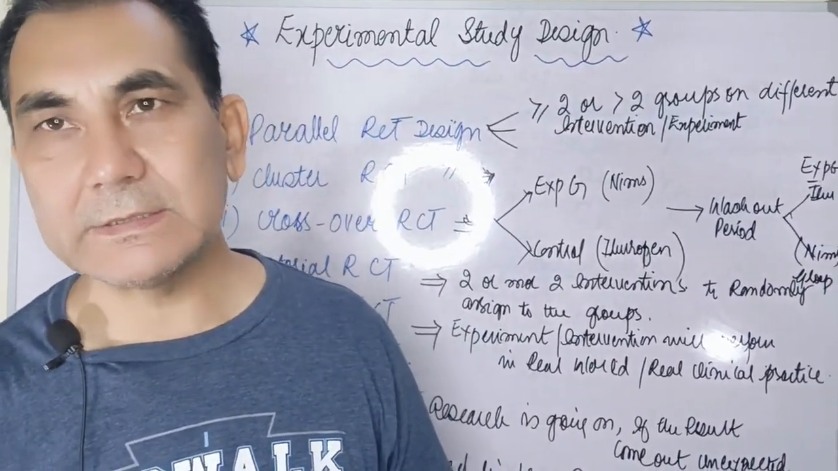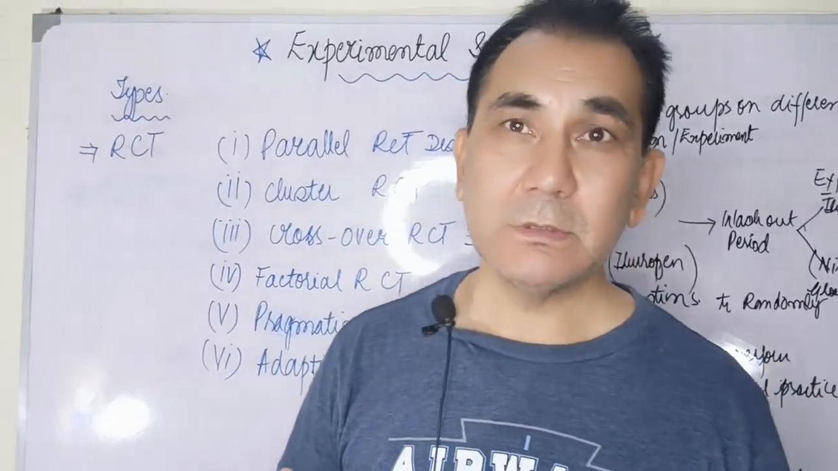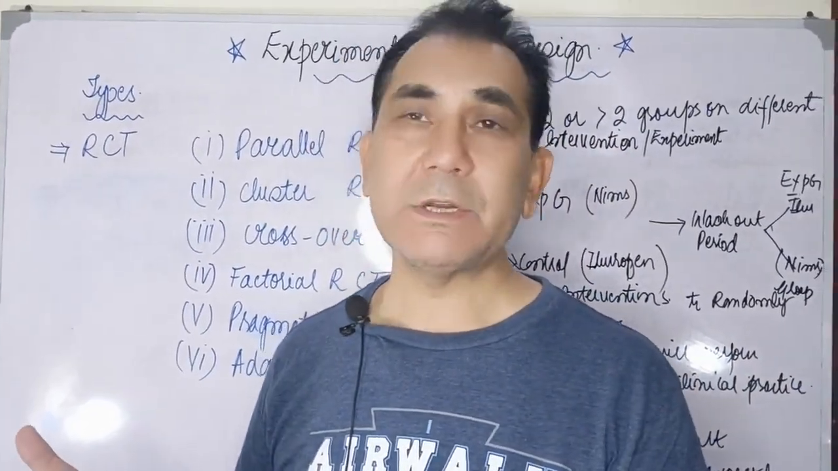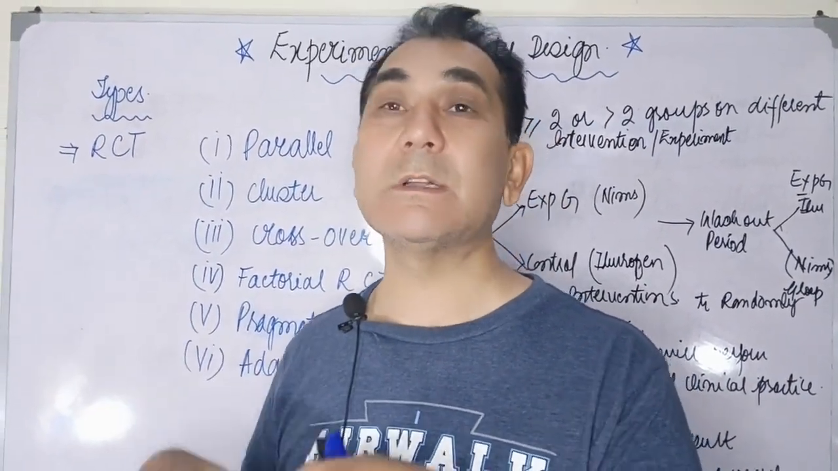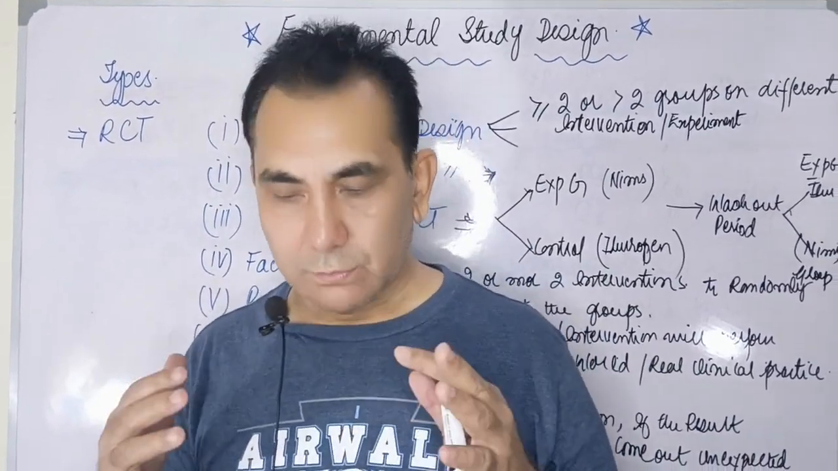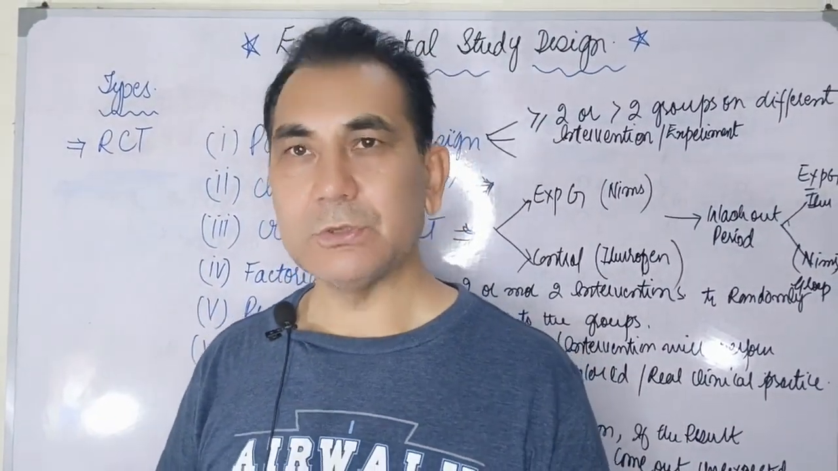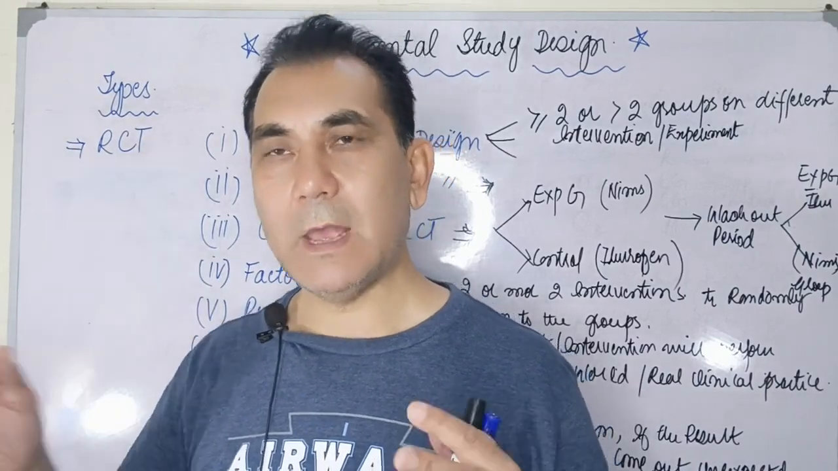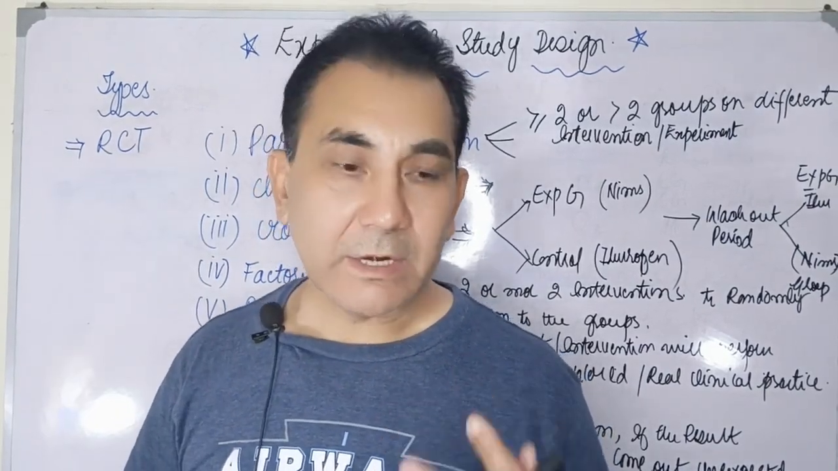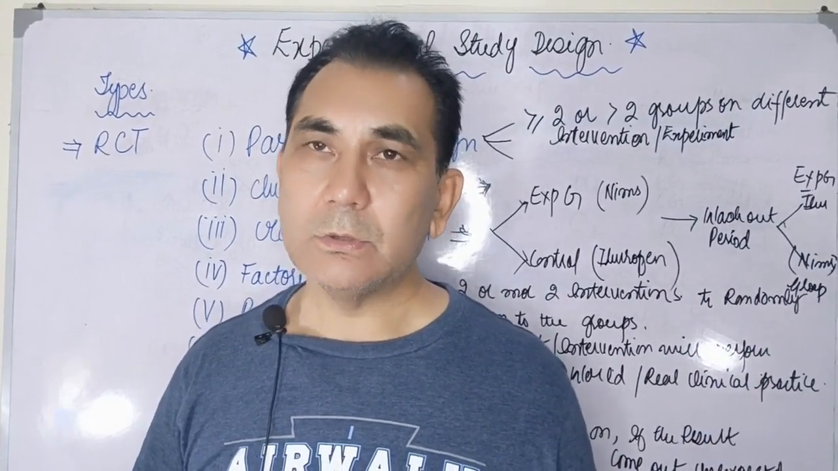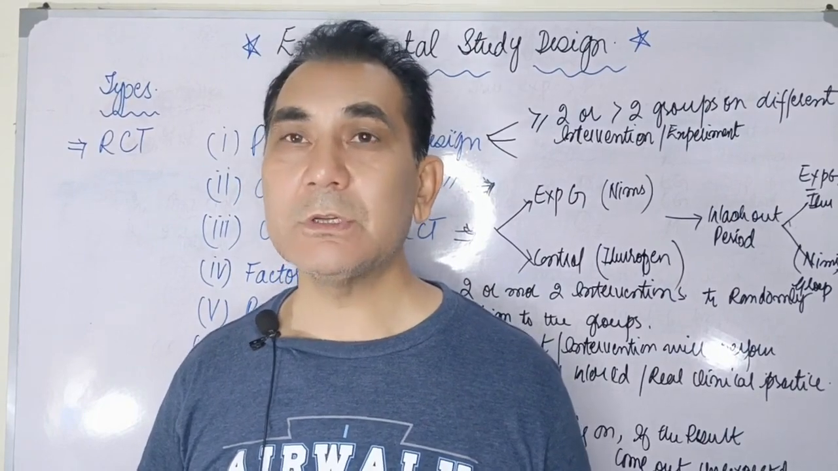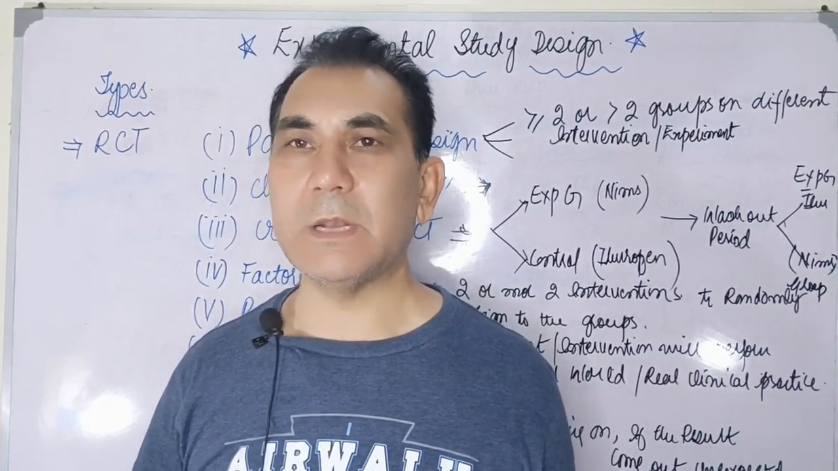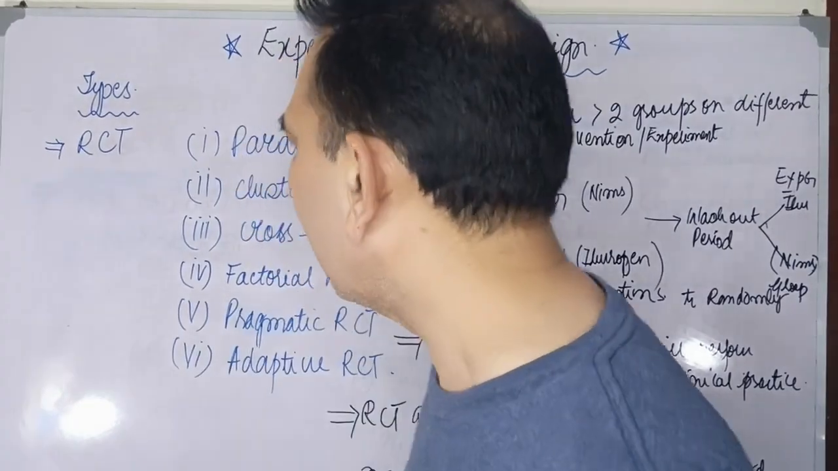The first one is randomization: randomly allocate the participants into the experiment group and the control group, and randomly assign the intervention to the experiment group, and the old or traditional intervention, or the old drugs, or the placebo to the control group.